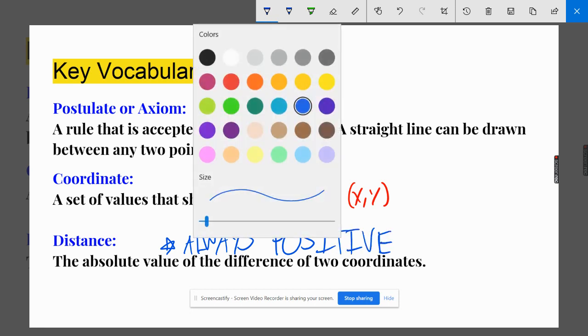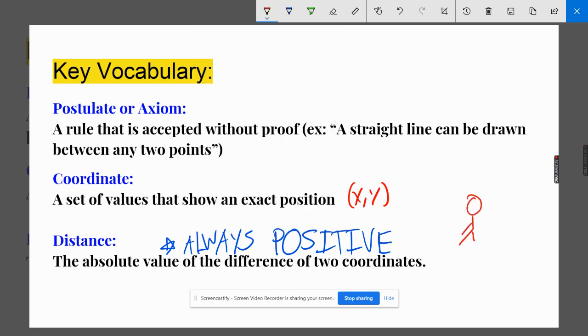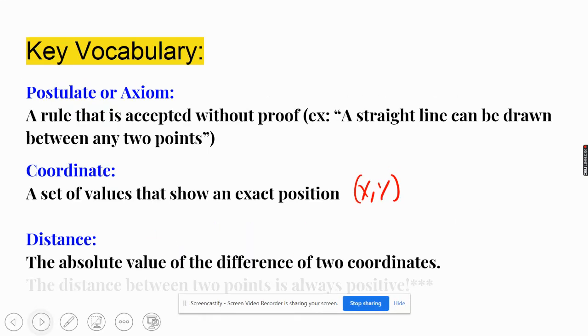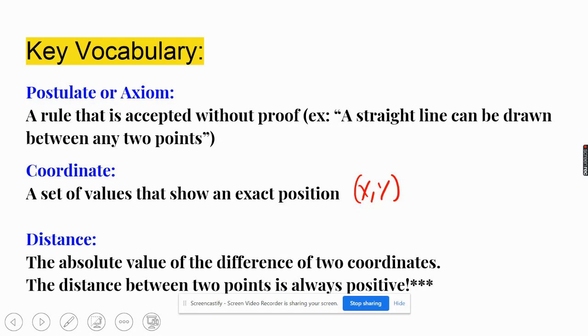For instance, if I'm here, there I am. If I walk this way 5 feet and then I get over here, right? There I am over here. If I then decide to just walk backwards 5 feet, I'm not going negative 5 feet. It just says I walk another 5 feet. So distance is always measured positive. The distance between 2 points is always positive.